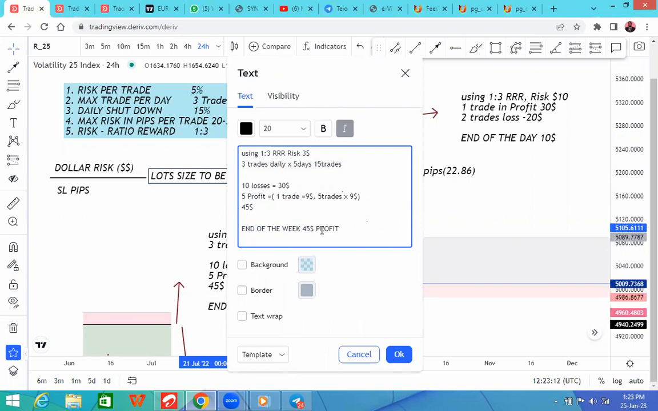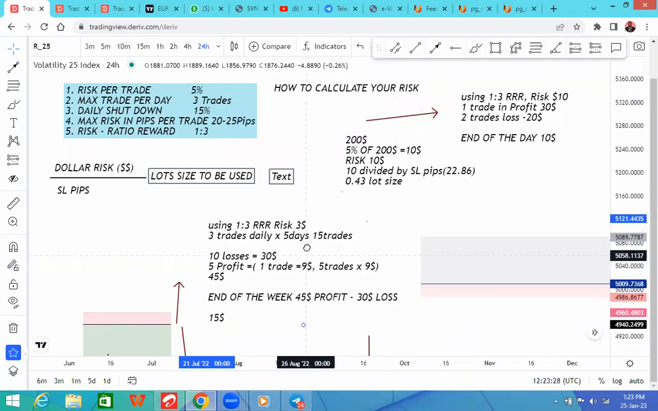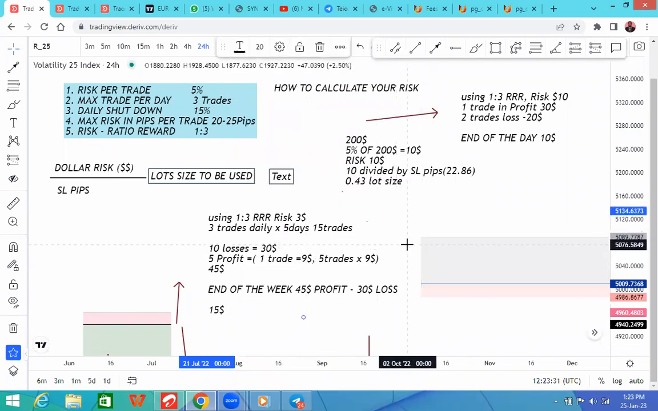Then I'll minus the $30 loss. So I'm closing market that week with an extra $15. My account is $15 up. This is what risk management does.